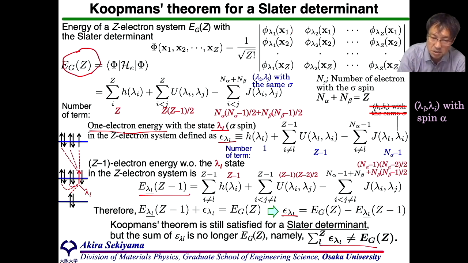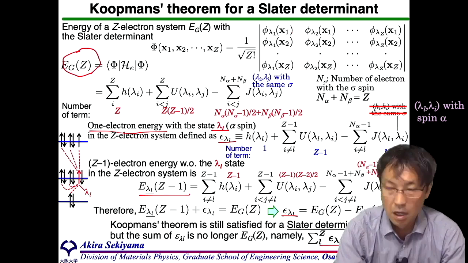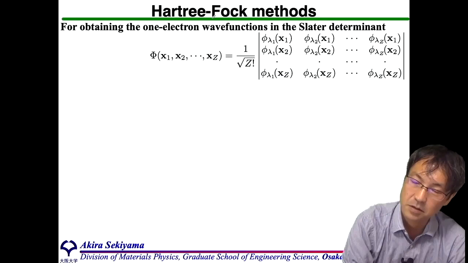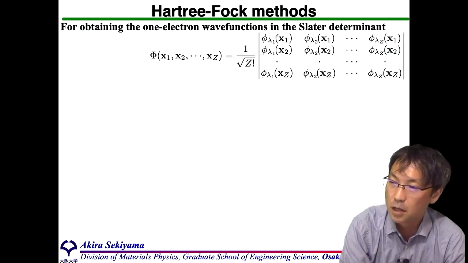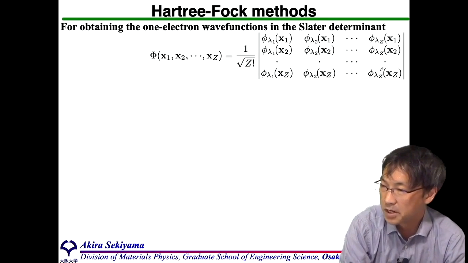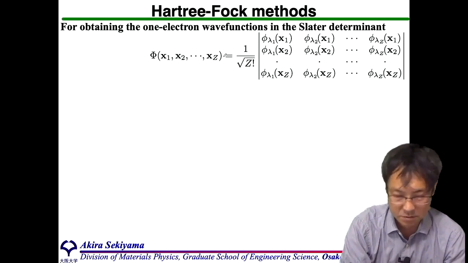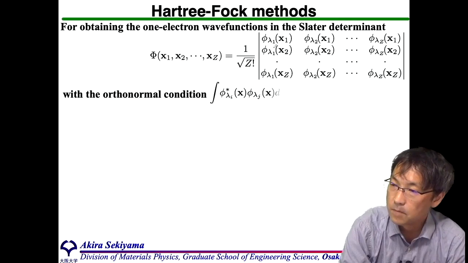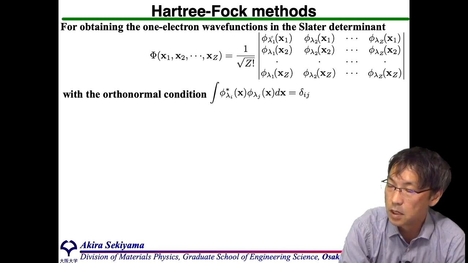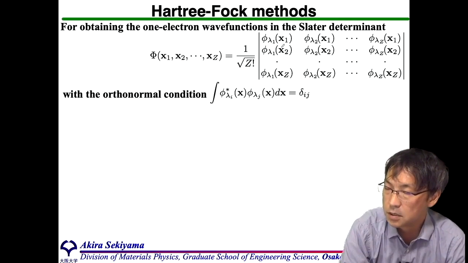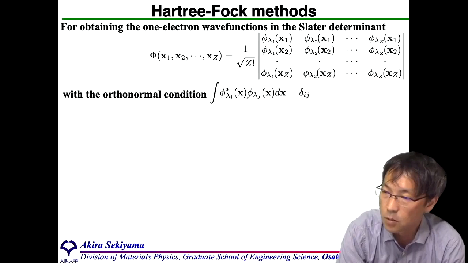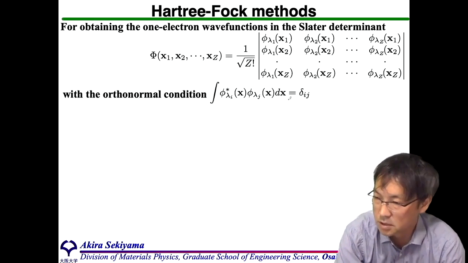Next challenge is to obtain this wave function. The problem is how to solve each one-electron wave function from the given condition. So, in order to obtain this Slater determinant, we need to obtain the one-electron wave function with also the normal condition expressed as this formula.